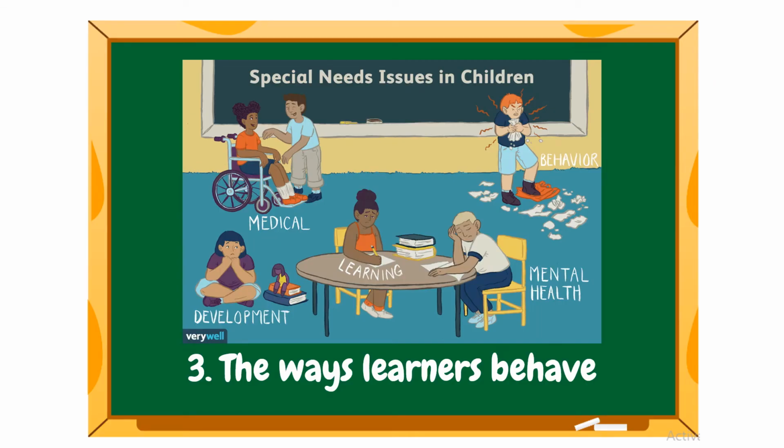Number 3, the ways that learners behave. Children display big differences in their levels and ways of communicating, interacting, concentrating, and participating. Differences in behavior can be linked to many different factors, including differences in the brain that lead to a variety of ways in which learners see and interact with their environment, changes in circumstances at home or psychosocial issues. In any class of learners, you will notice a wide range of behaviors.